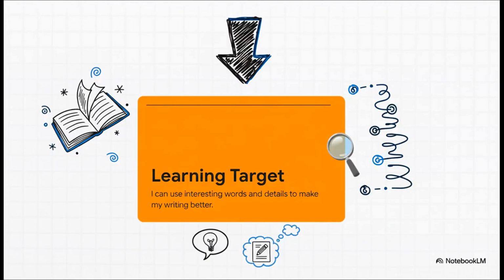And this is how we translate that teacher talk into kid-friendly language. I can use interesting words and details to make my writing better. It's simple, it's actionable, and it becomes our North Star for the whole lesson. We're going to keep coming back to this again and again.